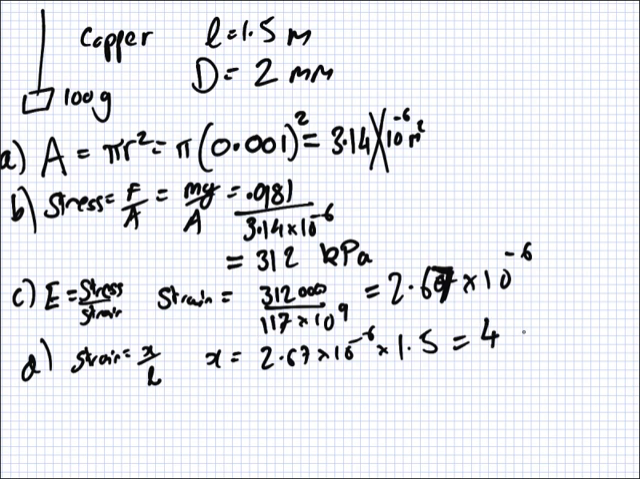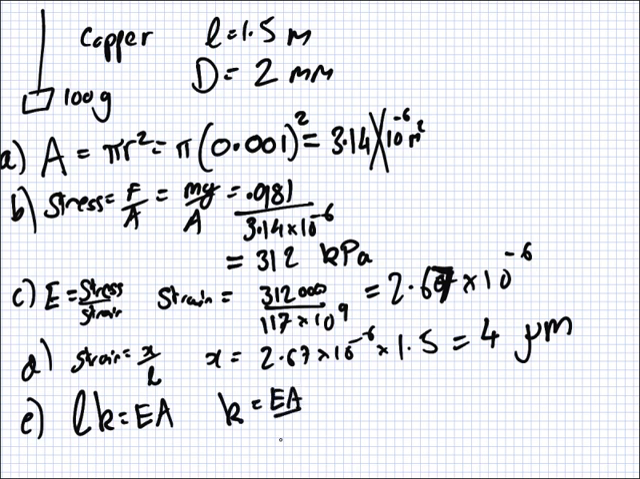Four times 4 micrometers. Okay. And lastly, E, what's the K? So if you like EA, you can get the K. K equals EA over L.